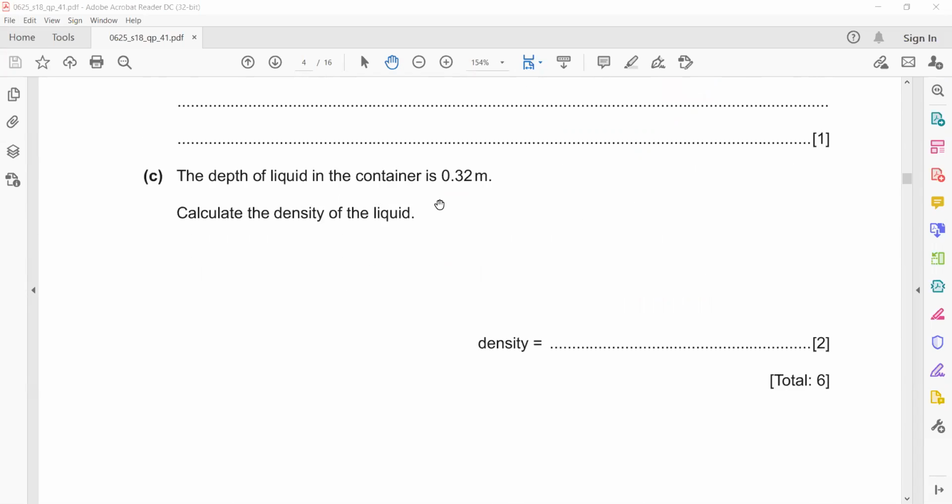The depth of a liquid in a container, calculate the density. So we have the pressure, so we can use this formula: pressure is equal to density times gravity times depth. We have the pressure, which is 2500 Pascal. Density we don't know, gravity is 10, and the depth is 0.32. So 0.32 is multiplied on one side, on the other side it will divide, and the final answer will be.